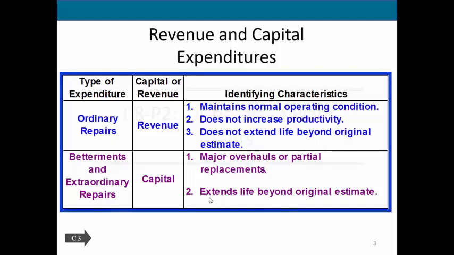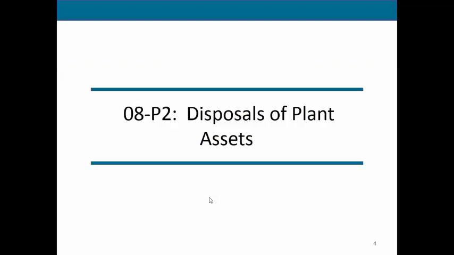Moving forward, we're going to look at the end of the life of a plant asset. So this is after we have used an asset and it's the end of its useful life. How do we dispose of that asset? Now, when we dispose of an asset, we could dispose of it because it is simply an old asset and it's no longer useful. So that's when it's truly at the end of its useful life.